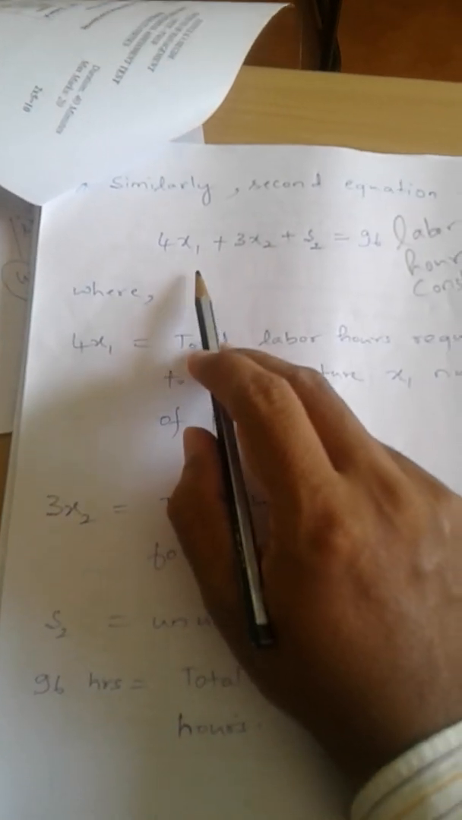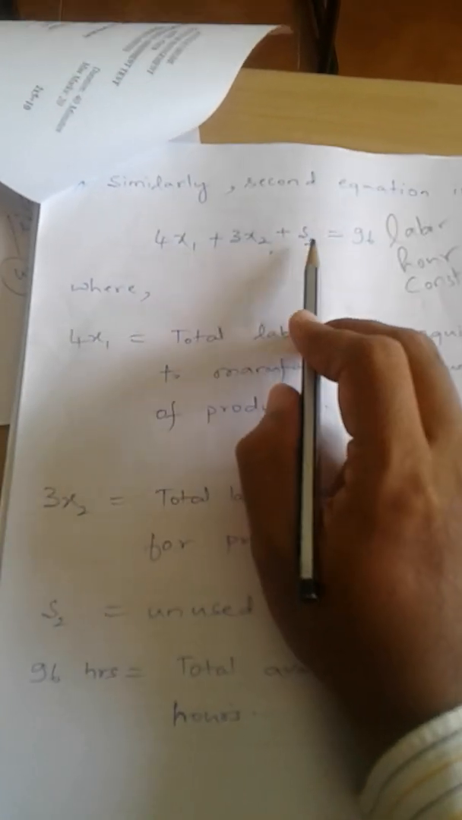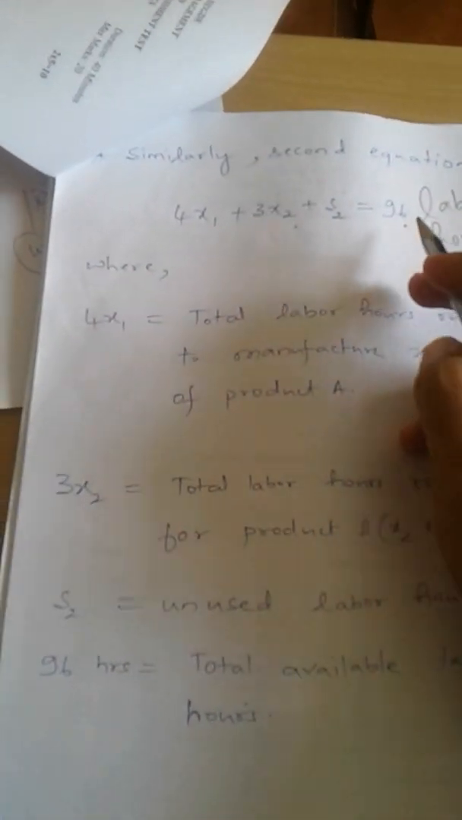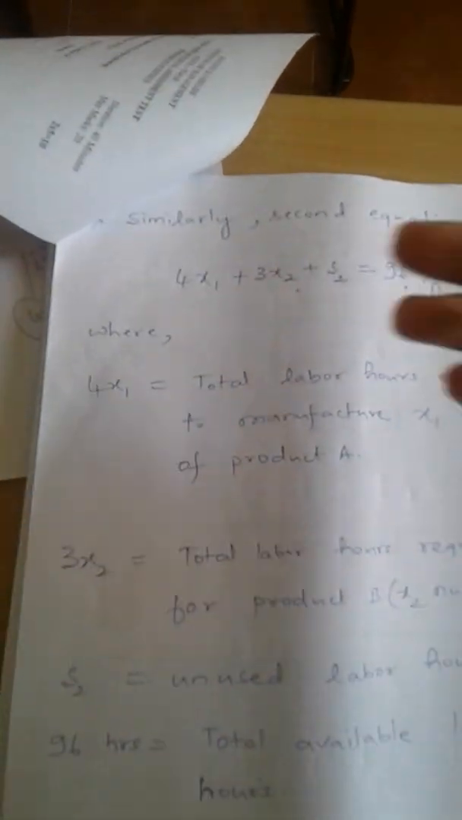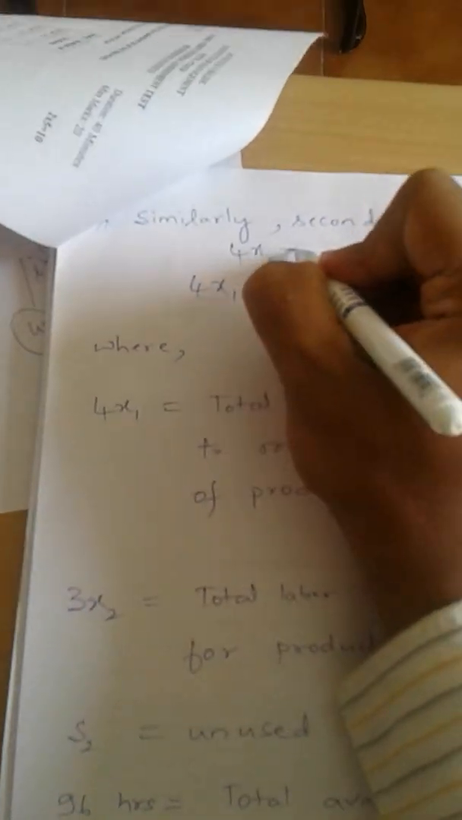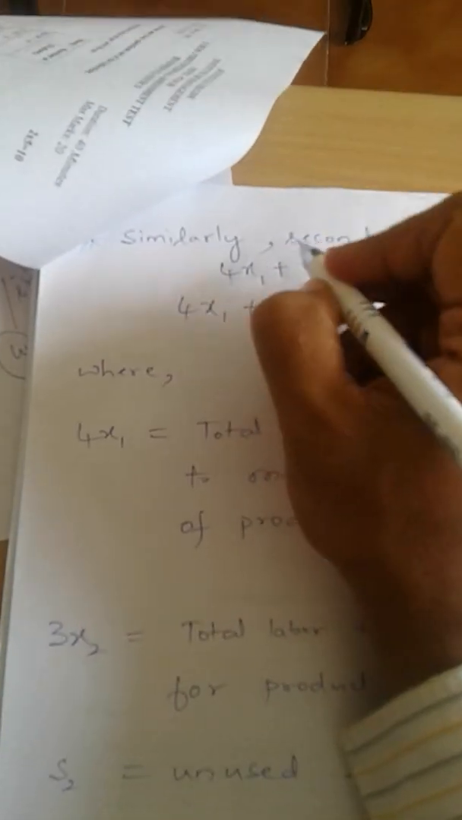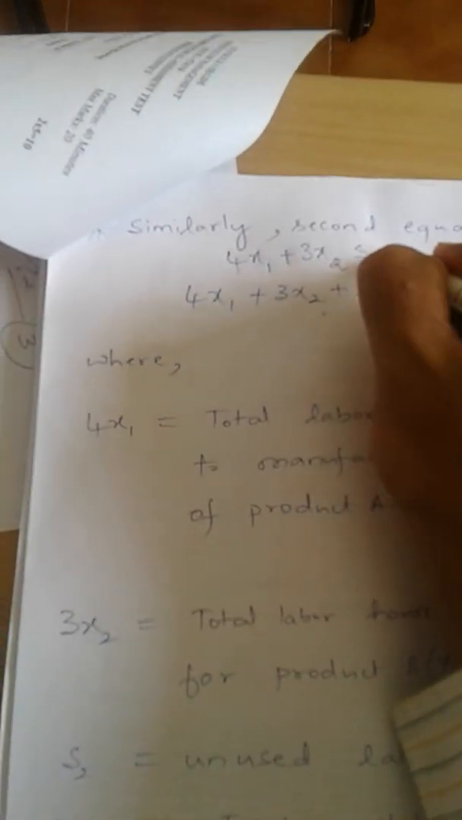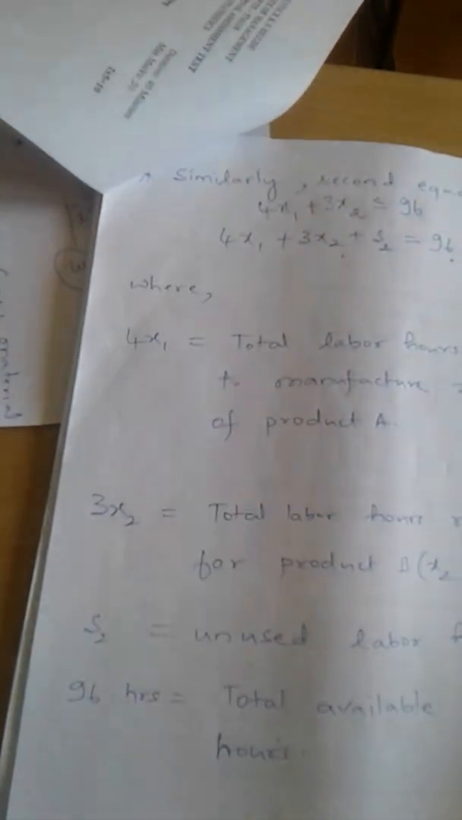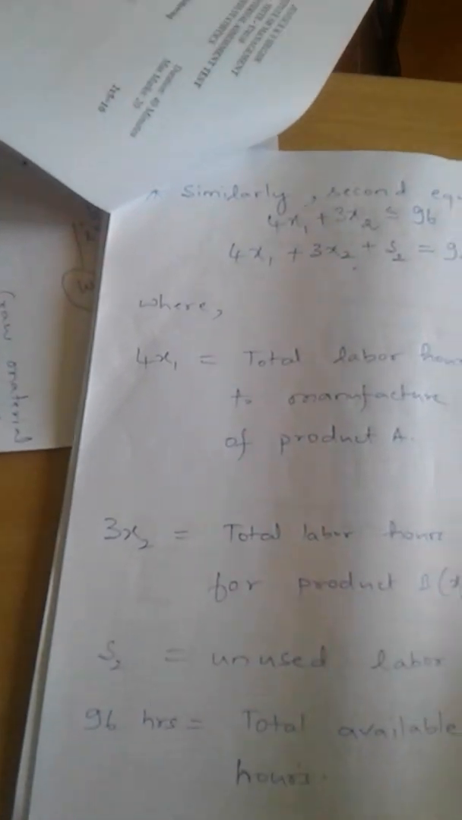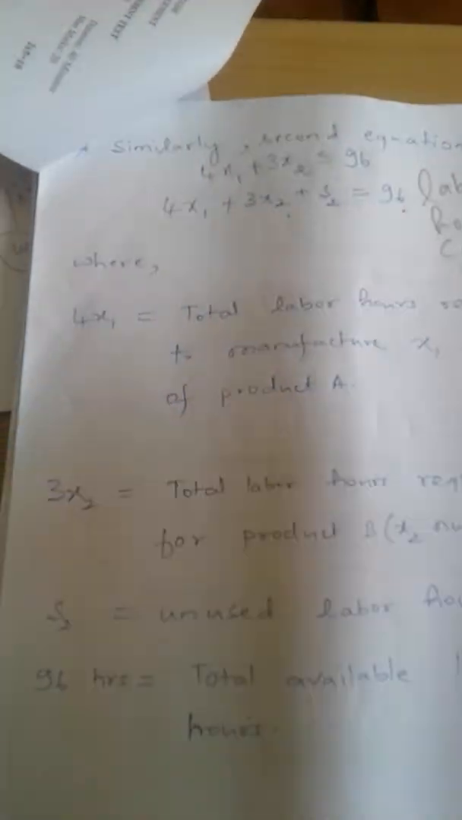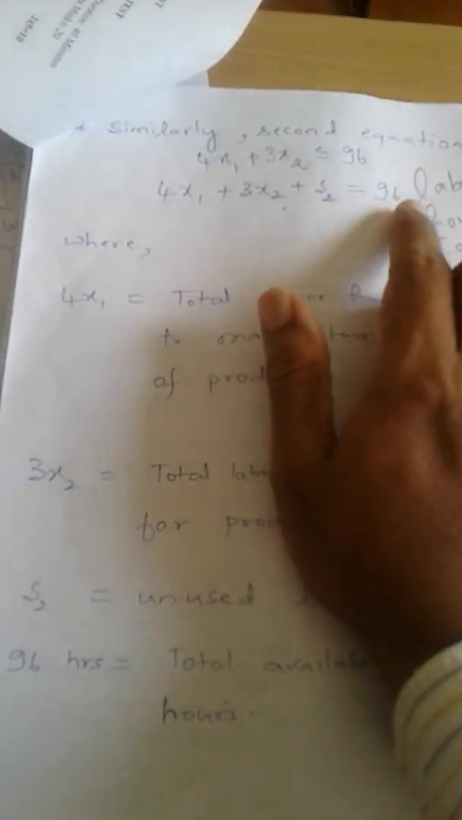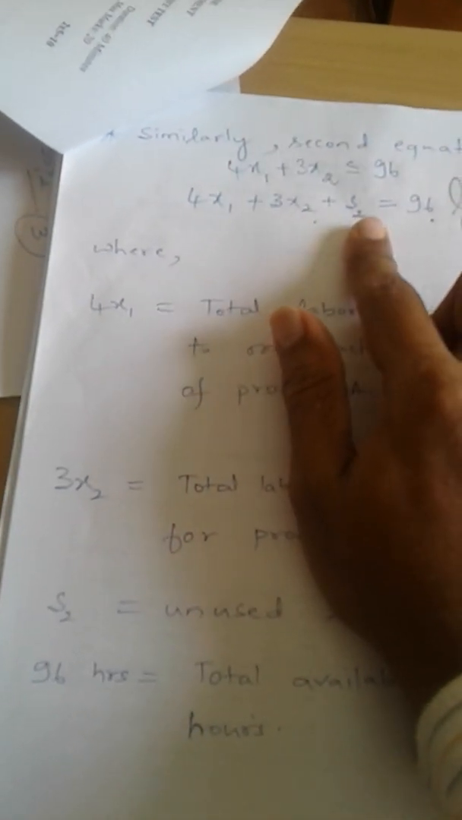So the second equation is 4x1 plus 3x2 plus s2 is equal to 96. So we have directly balanced it. Before, this equation was given in the question as 4x1 plus 3x2 smaller than or equal to 96, correct? So this is equation number 2 in the question statement. Now what we have done is we have balanced both the sides, LHS and RHS, by adding S2.